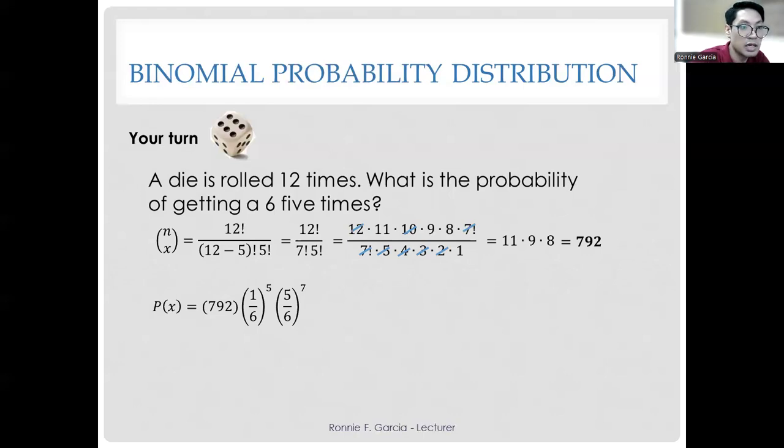So using your calculators, you will get approximately 0.0284. Or that is equal to 2.84%. So the probability is very small. It's only 2.84% for getting a 6 5 times out of 12 rolls. So I hope you got the correct answer.